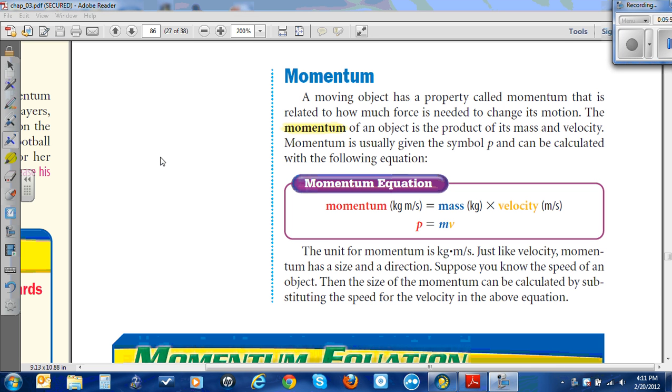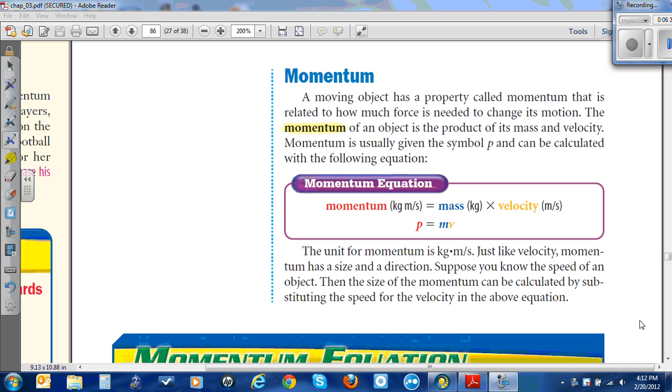Momentum in kilogram meters per second equals the mass in kilograms times velocity in meters per second. Therefore, P equals mv. And yes, momentum is given the symbol P. M was taken. P equals m times v. The unit for momentum is kilogram meters per second. And just like velocity, momentum has a size and a direction, which they left off in the formula.